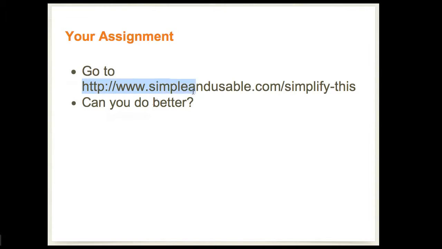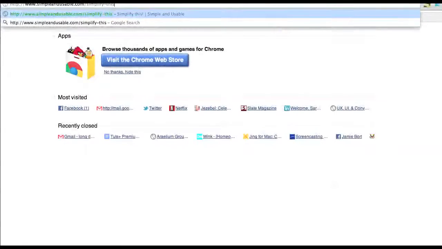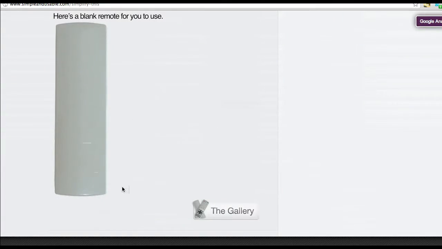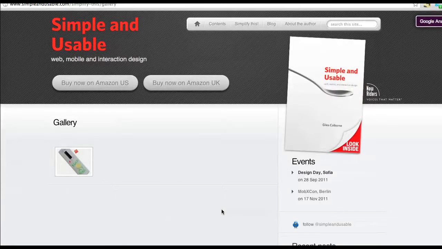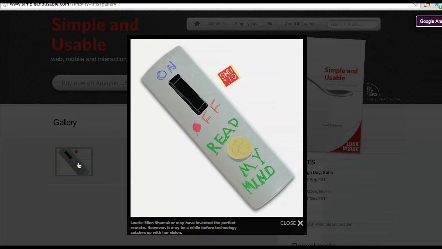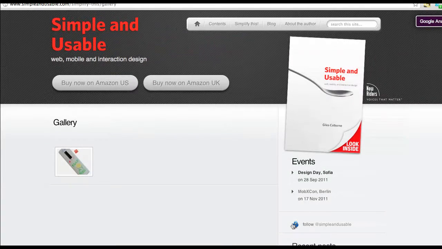And we'll go there real quick so you can see. He gives you a blank remote that you can download. Here's the gallery, the perfect controller. On, off, and read my mind. That would be a trick. So anyway, have a look, see what you can do. It kind of gets you thinking in the right direction.